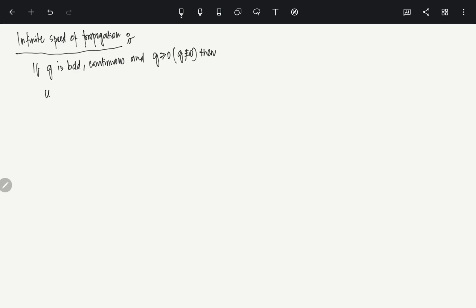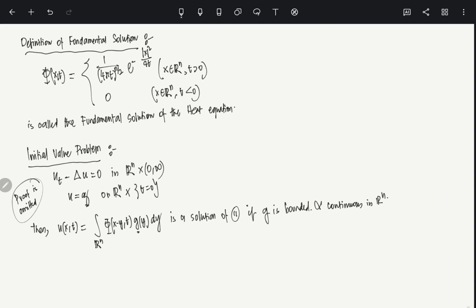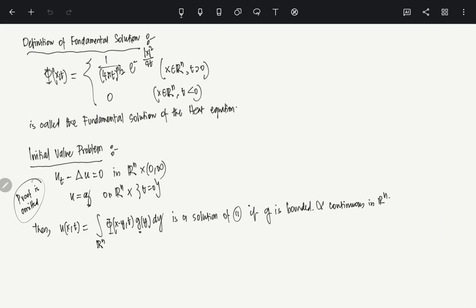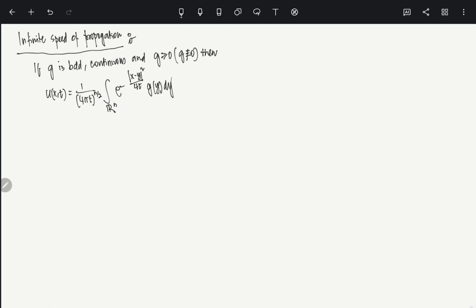then u of x,t equals 1 over (4 pi t) to the power n by 2, integral over R^n. We already know this, right? This is the fundamental solution, e to the power minus |x minus y| squared by 4t, g of y dy. Yeah, fundamental solution. Now you see, phi, I'm just writing it down. This is phi.